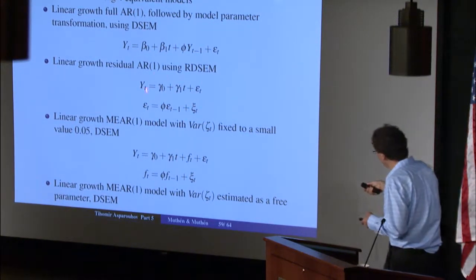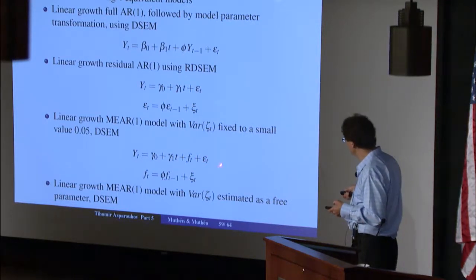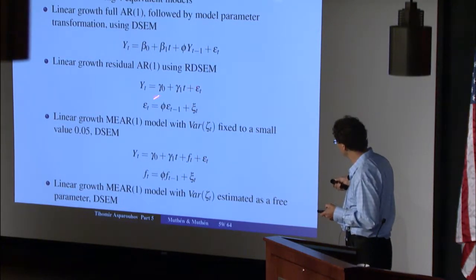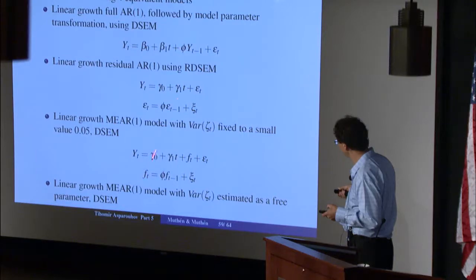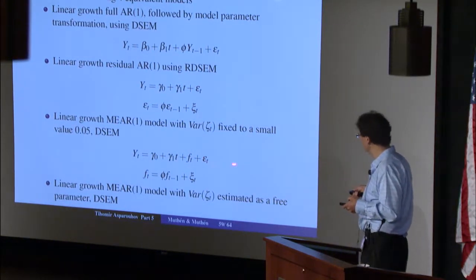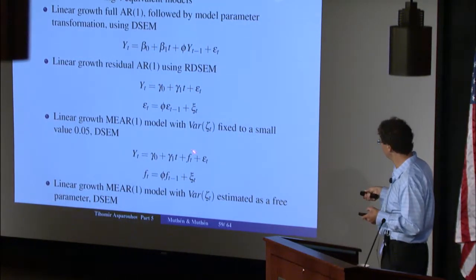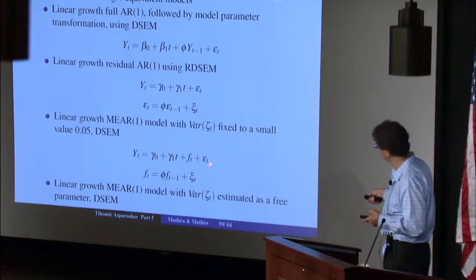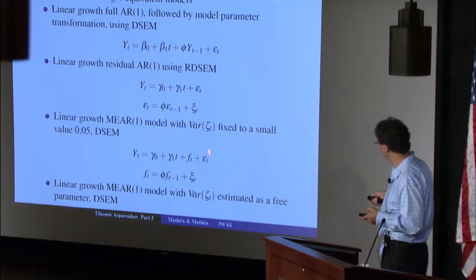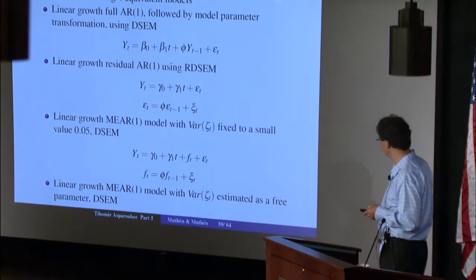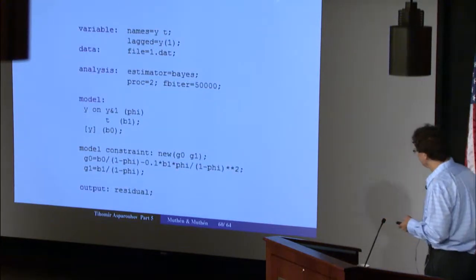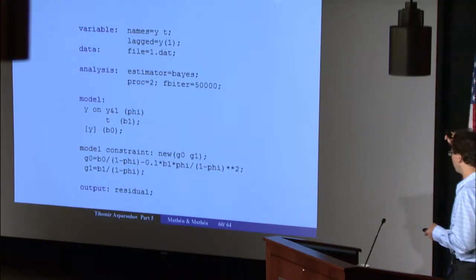Well, this model is the same as this model as long as I fix this residual variance to 0. The factor f here becomes this residual variance. So when this is fixed to 0, you get a model equivalent to the residual AR1 model. And then the final fourth model is when, instead of fixing it to 0, I let that variance be a free parameter.